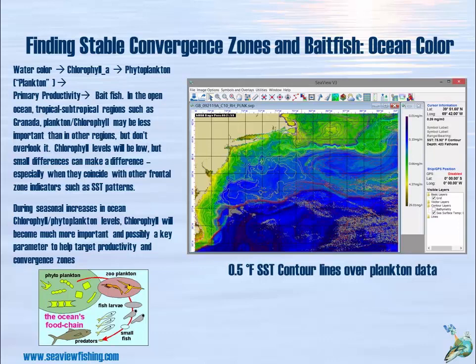Chlorophyll levels will be low, but small differences can make a huge difference, especially when they coincide with other frontal zone indicators such as sea surface temperature patterns. During seasonal increases in ocean chlorophyll and phytoplankton levels, chlorophyll will become much more important and possibly a key parameter to help target productivity and convergence zones.